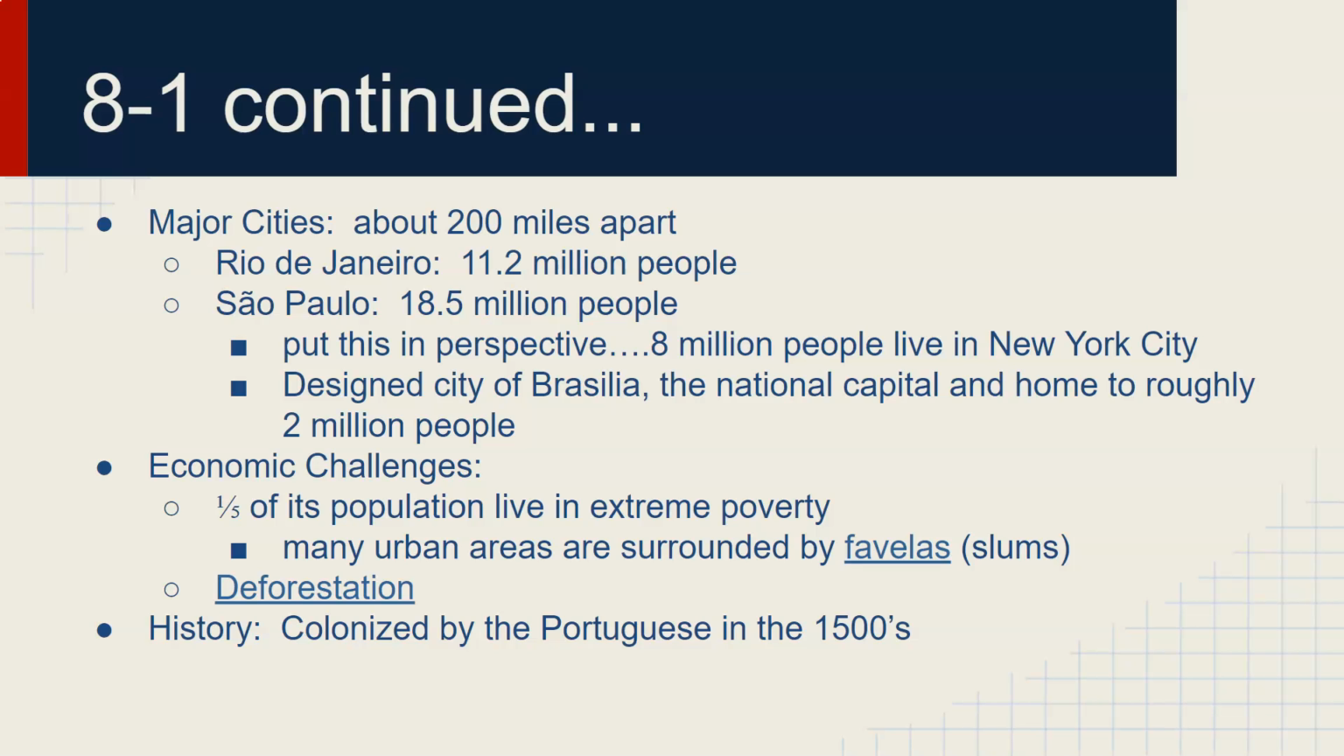Now, with this large population come some economic challenges. About 20%, 1 in 5 or 1/5 of the population lives in what we would call extreme poverty. This is a poverty level that goes well below being able to afford your basic needs. And so many urban areas around these cities are surrounded by what are called favelas, which are slums, and they become these makeshift cities within these larger cities. A large part of the population lives impoverished.